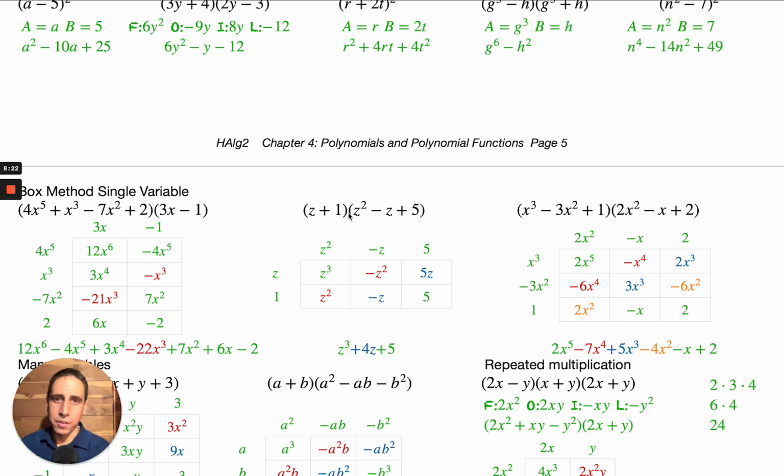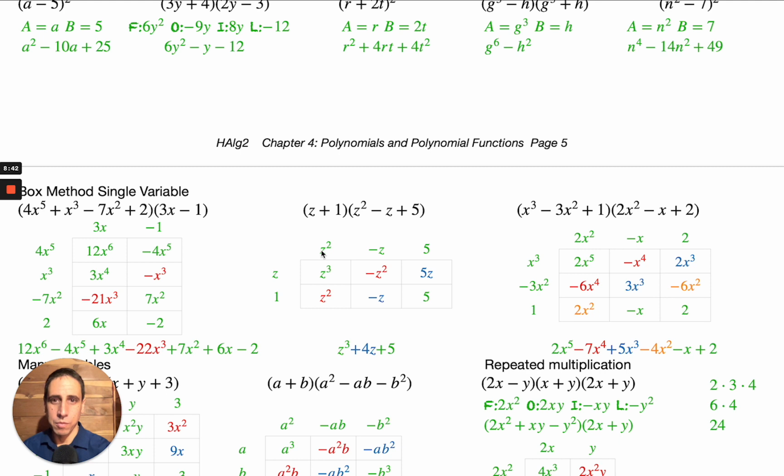We've got a binomial and a trinomial, so we need a 2x3. The order doesn't matter. It could be a 3x2 box or a 2x3 box. It doesn't really matter because multiplication commutes like that. So we've got z squared minus z plus 5 and z plus 1 over here.